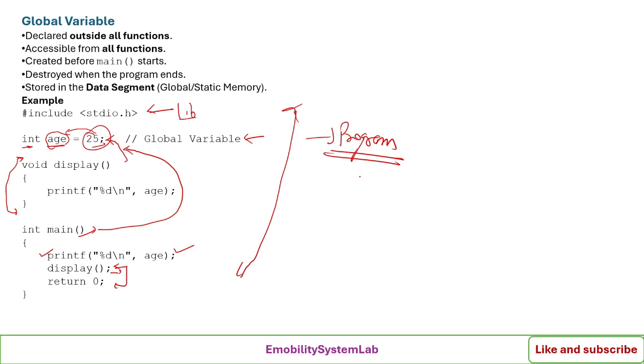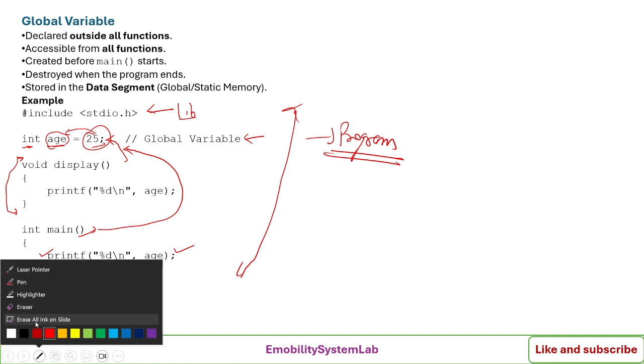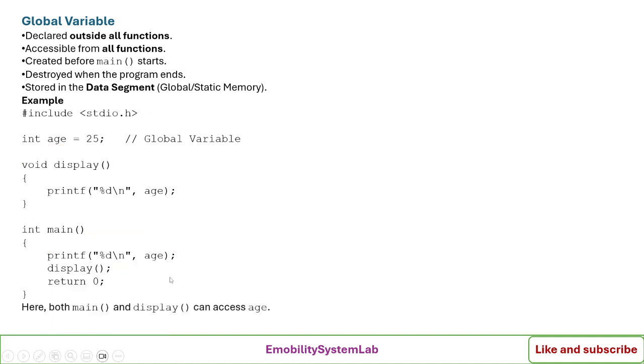I would request you to practice this program related to local and global variable, and I will erase this one. Now we see that both functions, main and display, can access the data of each.